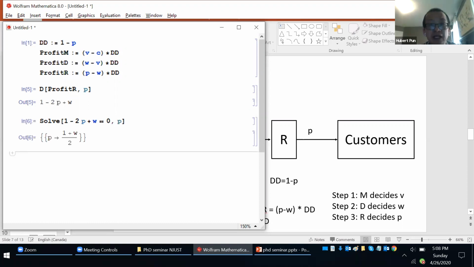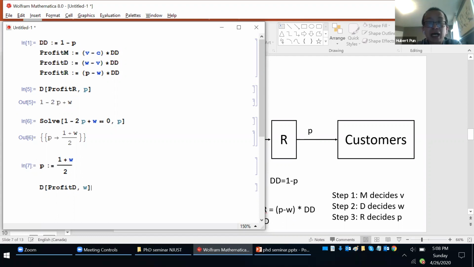and then we have this value. So we want to assign P to this value. So P := (1 + W)/2, and then shift enter. So that means whenever the retailer sees a price W, then it will set a P that corresponds to (1 + W)/2. So then the next question is, what should the distributor do? What is the W that the distributor should set? So then we do pretty much the same thing.